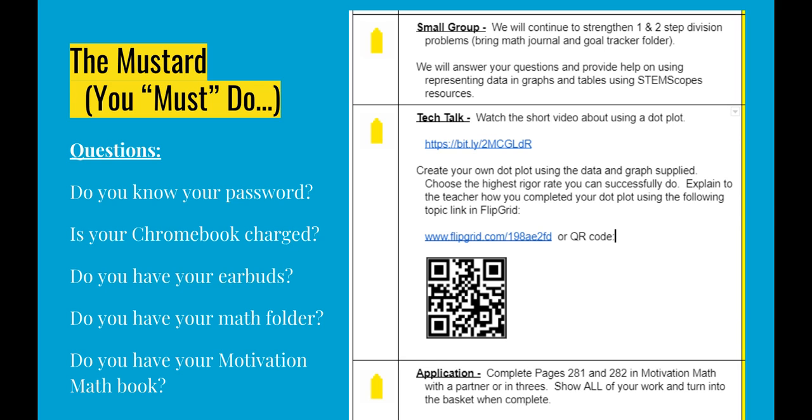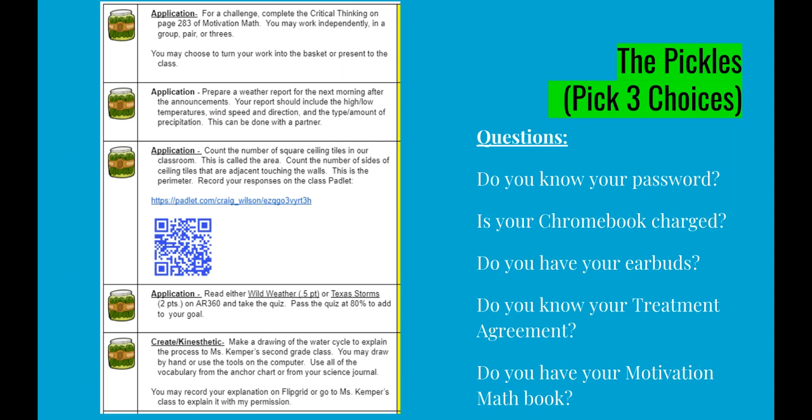Finally, the last thing you must do is complete pages 281 and 282 in your motivation math. You can do this with a partner, by yourself, or in groups of 3. Show all your work. Make sure it's turned into the basket. Okay, you can choose from these 1, 2, 3, 4, 5 different things to do.